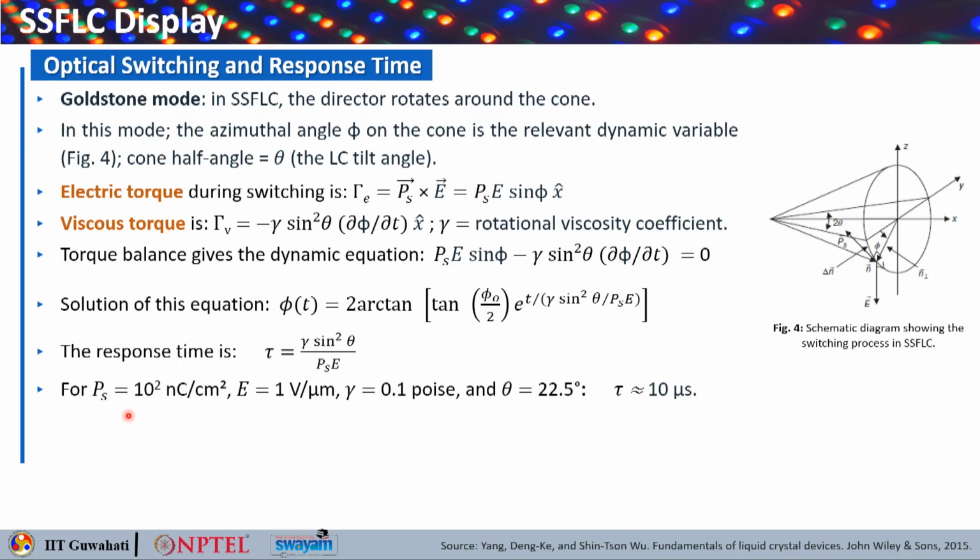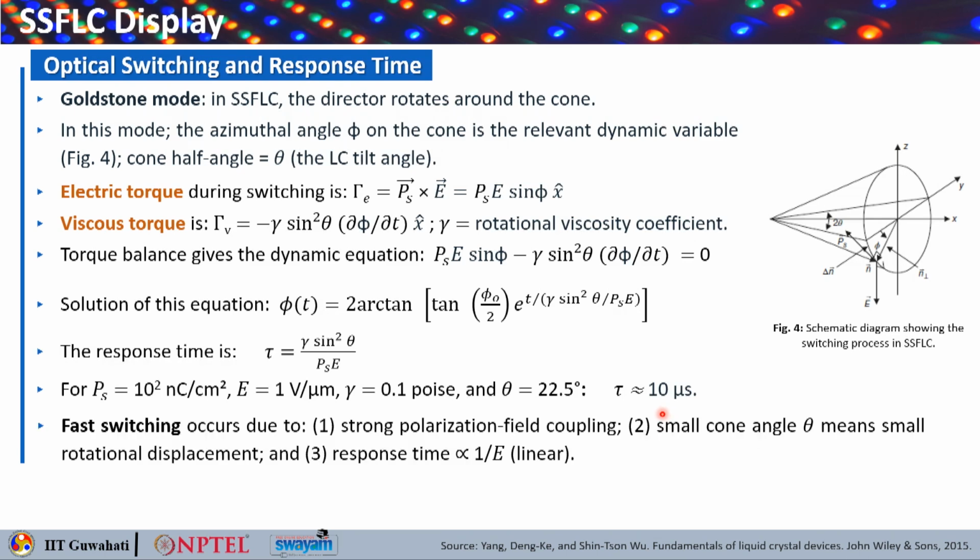Now if you plug in those values that you have seen earlier, say you consider PS equals 10 square nanocoulomb per centimeter square, E equals 1 volt per micrometer, gamma equals 0.1 Poise, and theta equals 22.5 degree, you will get tau equals 10 microsecond. That means you get microsecond scale switching of these liquid crystals. This fast switching mainly occurs due to strong polarization field coupling. Second, a small cone angle theta means small rotational displacement, and third, the response time is inversely proportional to the electric field.